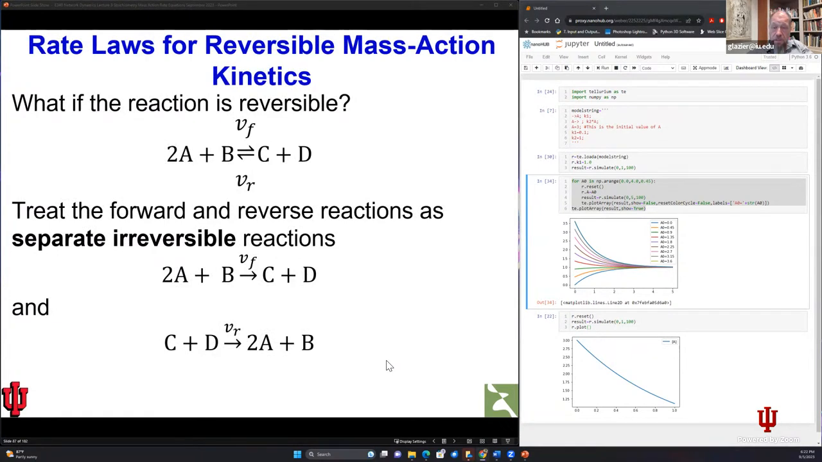If reactions are reversible, then the two reactions are treated separately. I do the forward rate, write everything out. I do the backward rate, write everything out, and then I add them up. So if I see 2A plus B goes to C plus D reversibly, I say 2A plus B goes to C plus D irreversibly, and C plus D goes to 2A plus B irreversibly. So I break down this more complicated reaction into two simpler reactions.